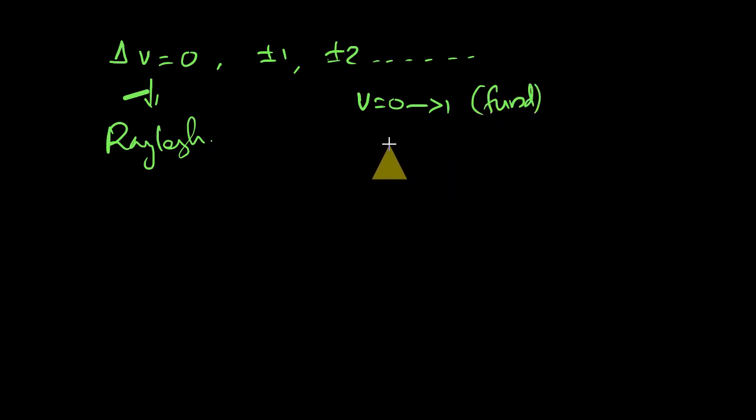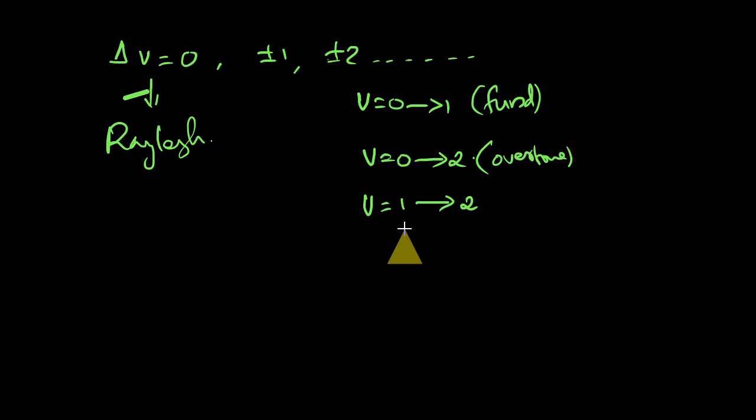And another transition that we have already learned, V equal to 0 to 2. That corresponds to delta V equal to 2. And another transition that we have already learned in vibrational spectroscopy is V equal to 1 to 2. This one is the fundamental transition, this is the overtone, and this V equal to 1 to 2 transition corresponds to the hot band, right?